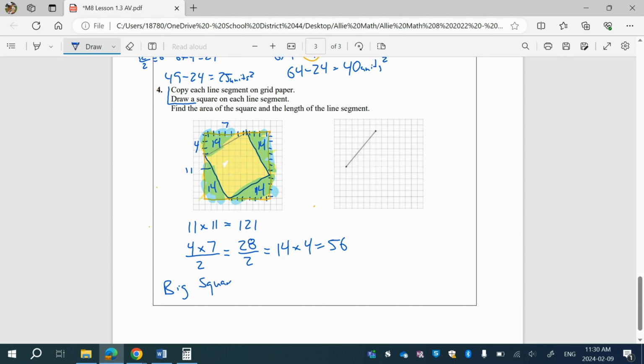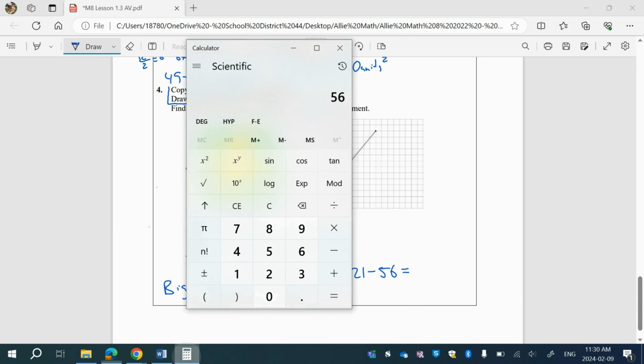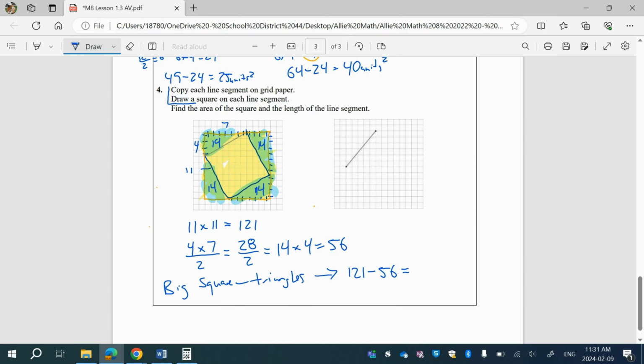So now I'm going to write it down. Big square minus triangles. Okay, so that's 121 minus 56. I use my calculator. 121 minus 56 equals 65. So that's the area of the square. And this is asking us for the length of the line segment.